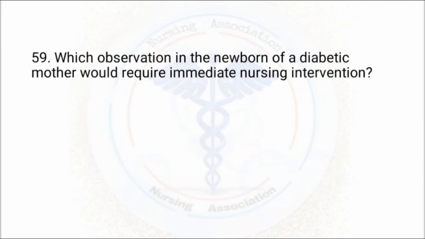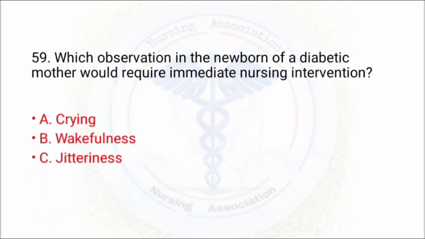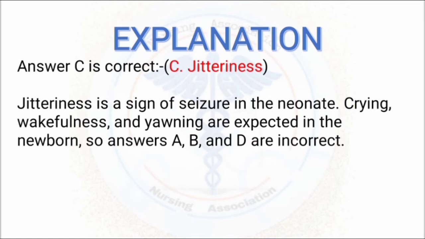Further moving to the 59th question, which observation in the newborn of a diabetic mother would require immediate nursing intervention? Let's see the options. Option A, crying. Option B, wakefulness. Option C, jitteriness. Option D, yawning. So the correct option is option C, jitteriness. Jitteriness is a sign of seizure in the neonate. Crying, wakefulness and yawning are expected in the newborn, so answers A, B and D are incorrect.